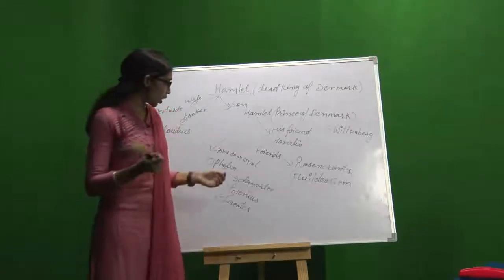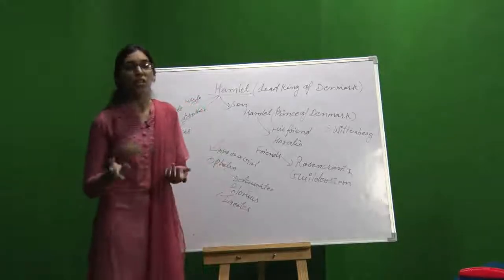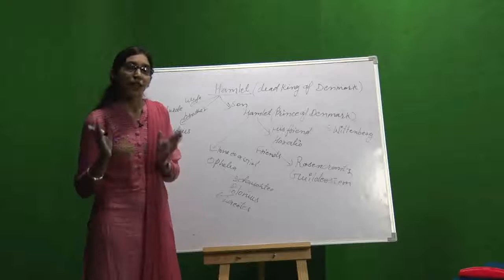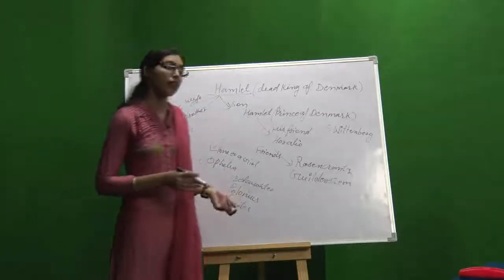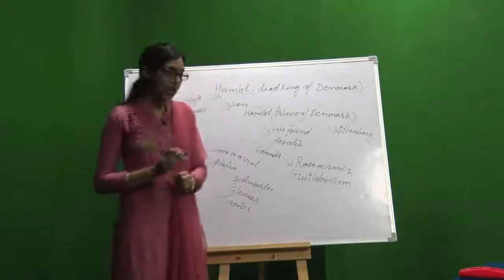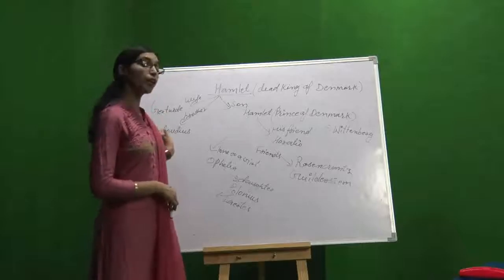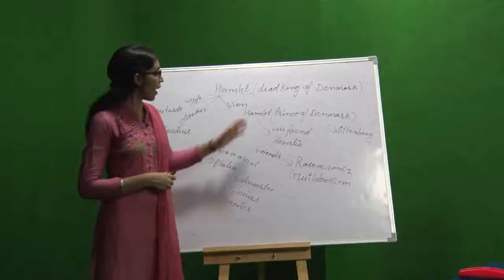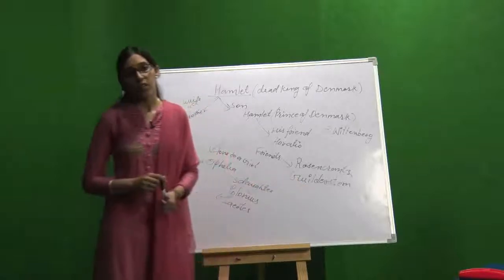At that time he took his sword and attacked the man who was hiding behind the curtain. But the man hiding behind the curtain was Polonius. At that time Polonius died, and after that Claudius made a plan to banish Hamlet, with Rosencrantz and Guildenstern, to England.